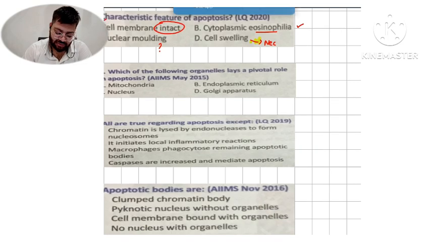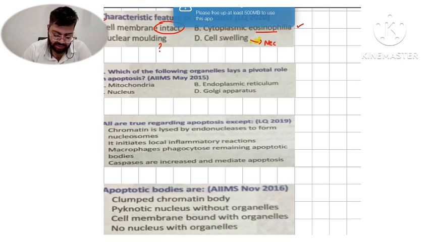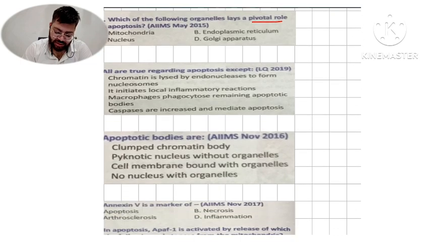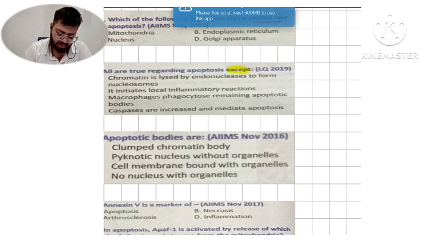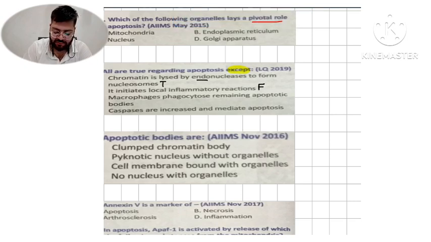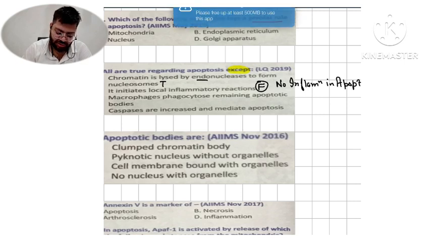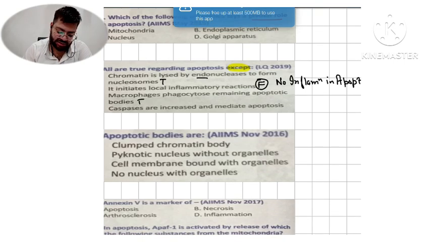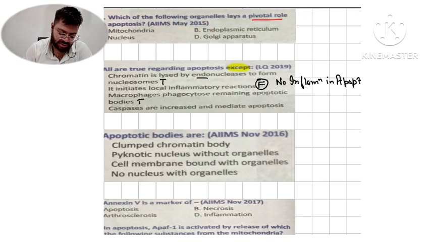Which of the following organelles has a pivotal role in apoptosis? Mitochondria, nucleus, endoplasmic reticulum, Golgi apparatus. The answer is mitochondria. All are true regarding apoptosis except. So let's check. Chromatin is lysed by endonuclease to form nucleosomes: a true statement. It initiates local inflammatory reaction: no, it is a false statement. No inflammation in apoptosis. Okay, the answer will be this. Other statements: macrophages phagocytose the apoptotic bodies. Yes, that is true. Macrophages do the efferocytosis and engulf them. Caspases are increased and mediate apoptosis. That's true. They are involved.